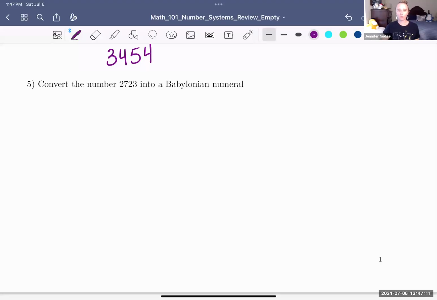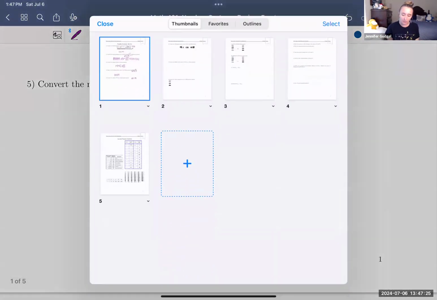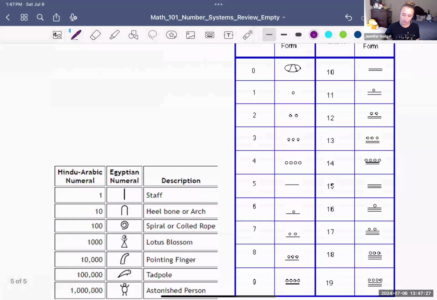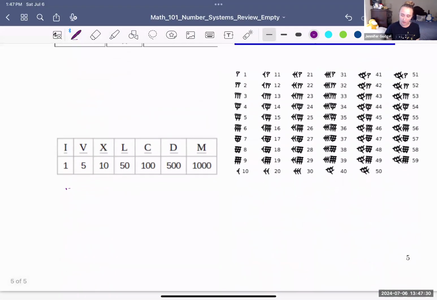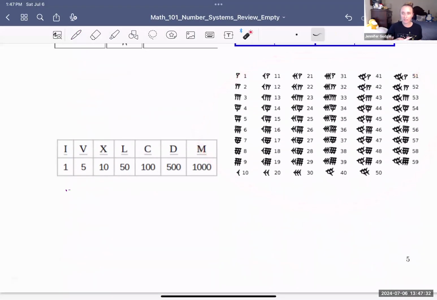Now let's do our forward and backward for Babylonian. Remember, Babylonian is base 60. And when we do these, I'm going to require you finish your answer with the actual symbol. You need to draw it. I gave you the symbols if you forgot what they looked like. This one's our Babylonian down here. You can go and reference this sheet.